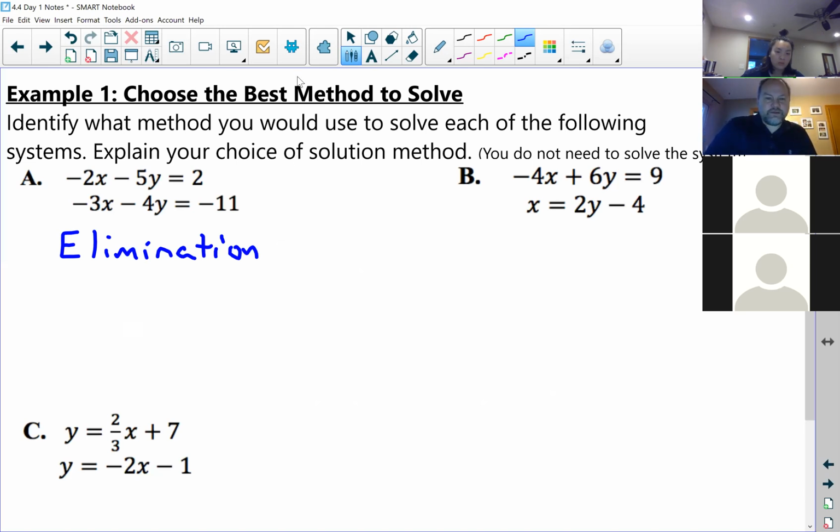All right, let's try letter B. Which method would you use to solve system B? One more voter out there.